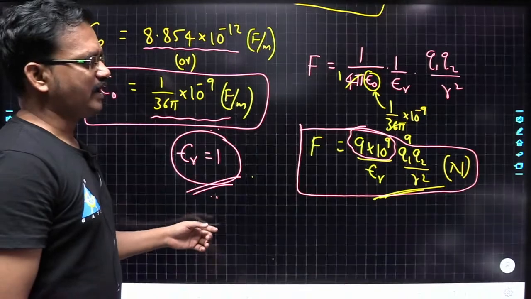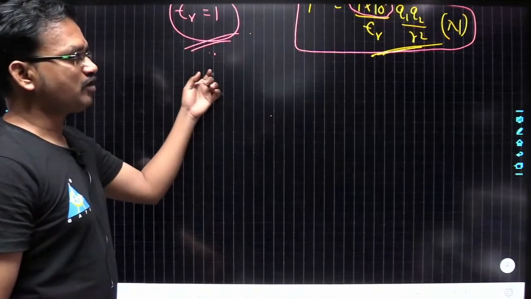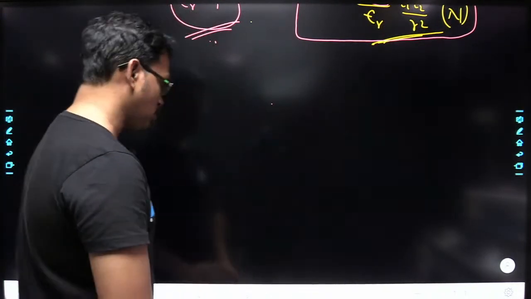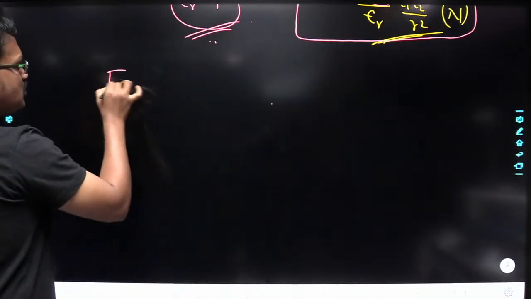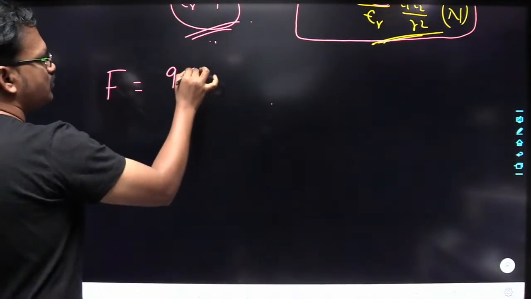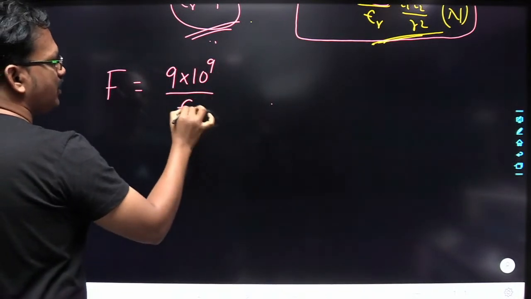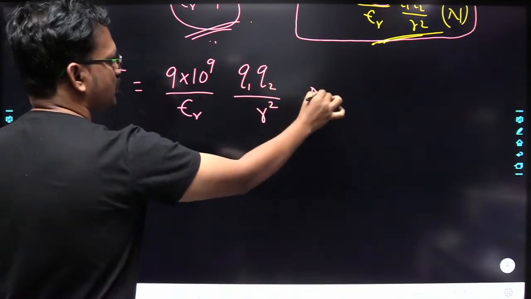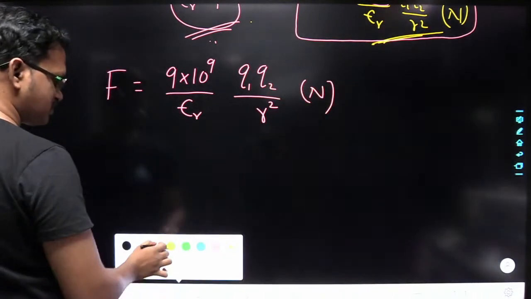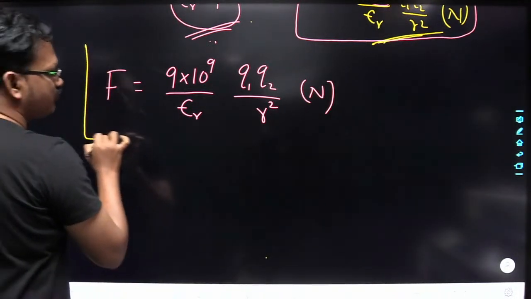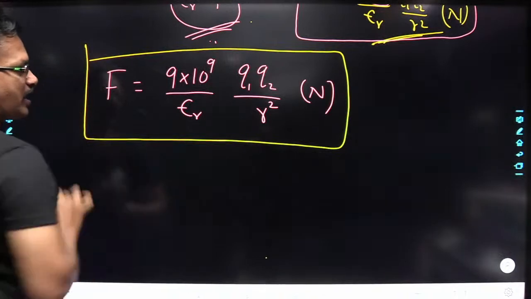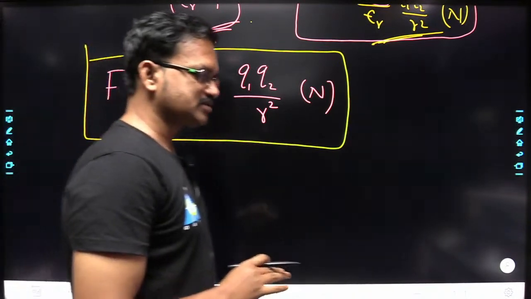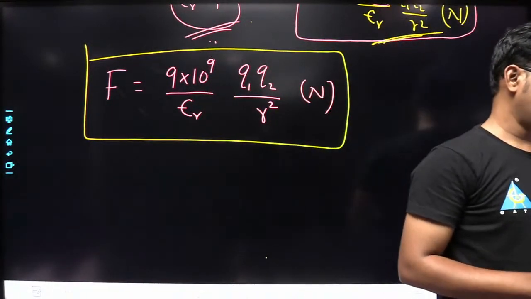So I have explained how to represent the magnitude of force between any two point charges. Finally, F is equal to 9 into 10 power 9 divided by epsilon r into q1 q2 by r square newtons. This is the final expression we got, the magnitude of force. I hope it is crystal clear. Yes or no?